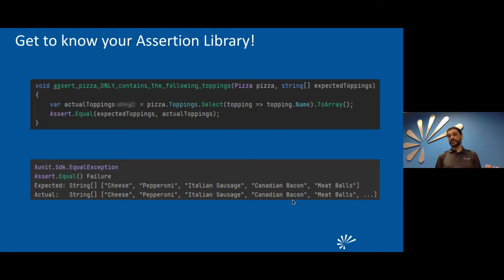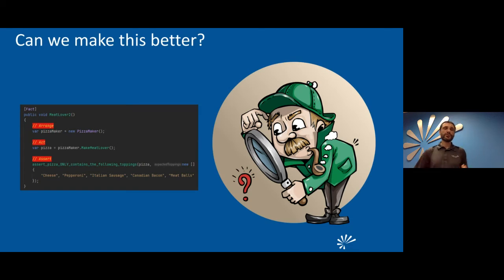I can see that all of my expected toppings are there, but I do not quite see because it trims at the end, so I cannot see what else came in. So unless you have a small enough array, that would be great. In this case, it didn't help me much. So how could I make?